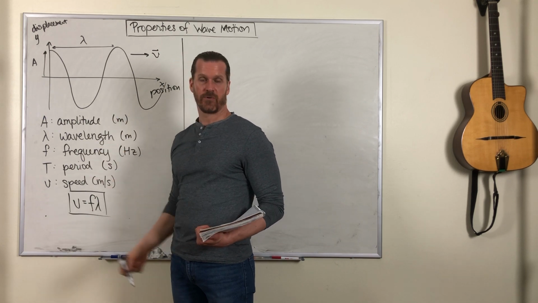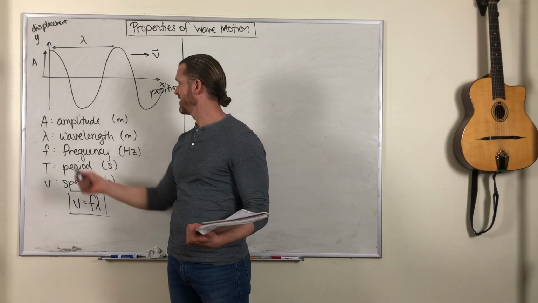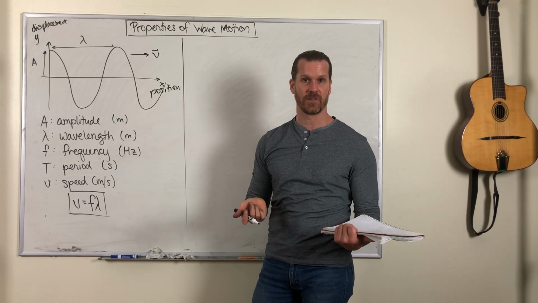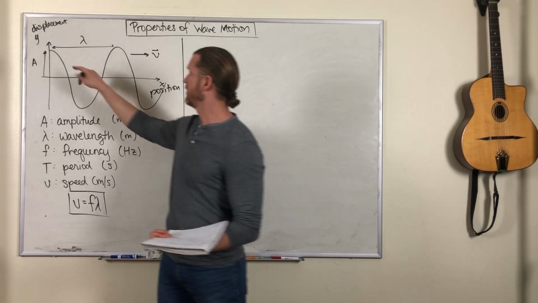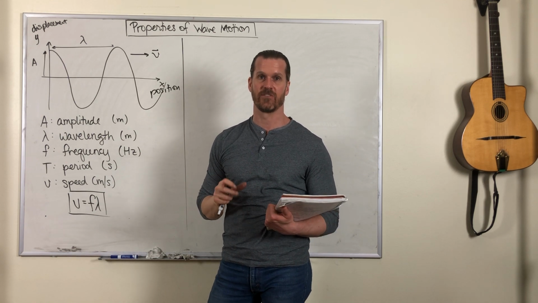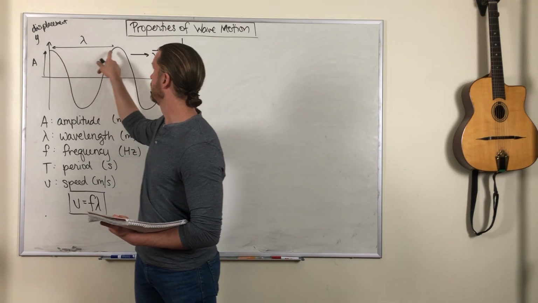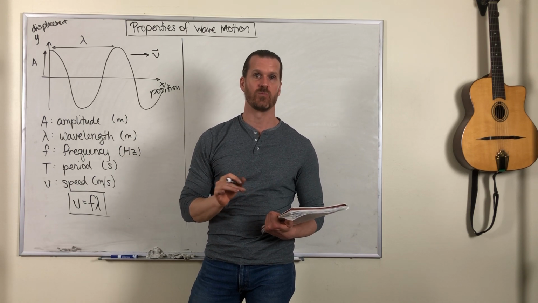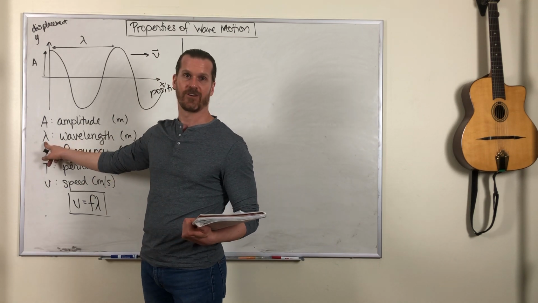Now there are some properties of this wave, some of which are similar to simple harmonic motion. Like the amplitude, that's the maximum height, the maximum displacement of that wave. The wavelength is the distance between two successive identical points on the wave, like two consecutive maxima. It's how long one cosine of the wave is, or how long one sine of the wave is. We measure wavelength in meters, and it's the Greek letter lambda.